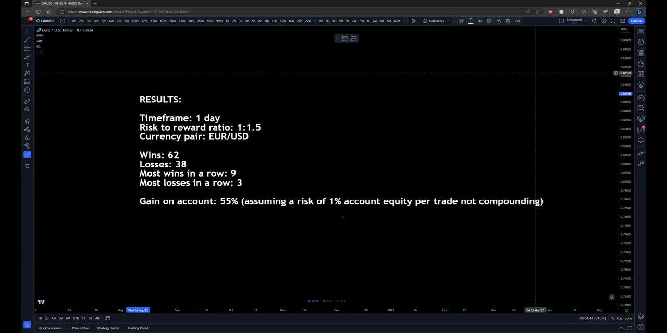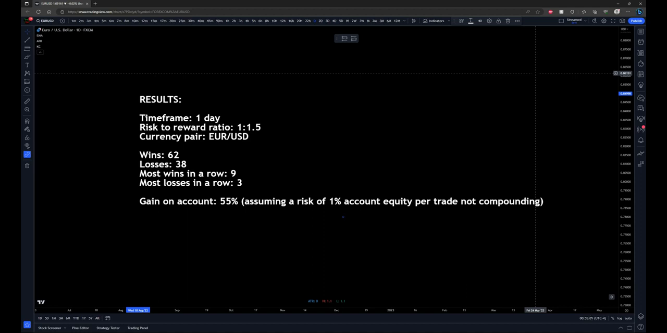All right, results are in after the 100 back tested trades, and this one did really well. So let's check it out. This was tested on the 1 day time frame using a risk to reward ratio of 1 to 1.5 on euro against the US dollar. Out of those 100 back tests, we had 62 winning trades, 38 losing trades, with the most wins in a row being 9 and the most losses in a row being 3.